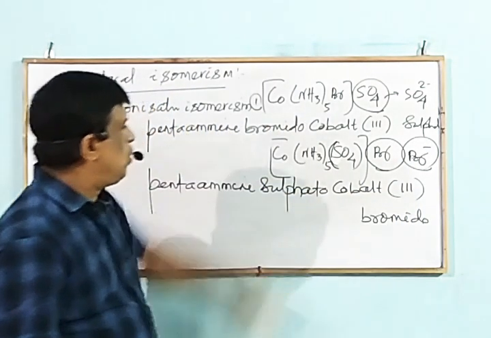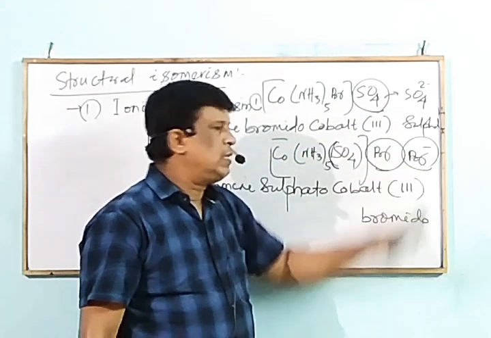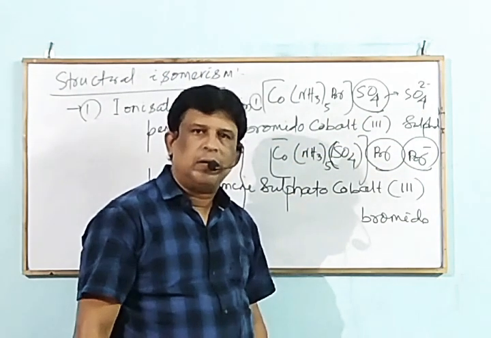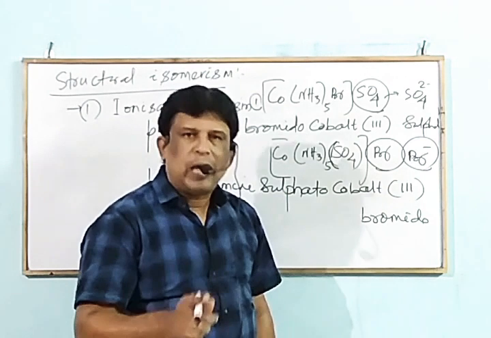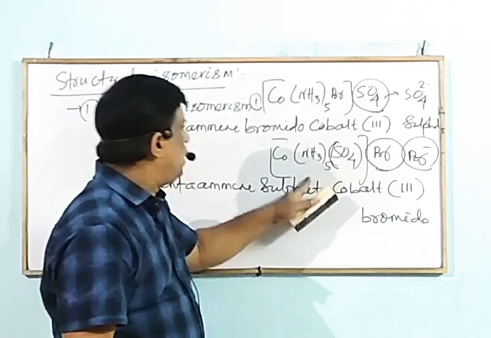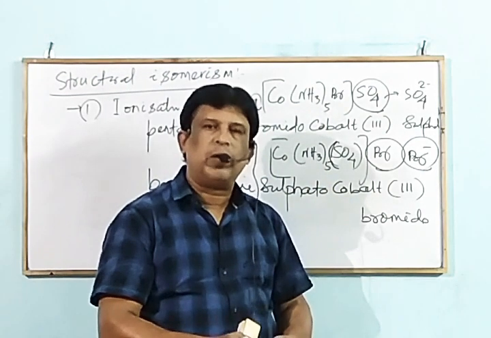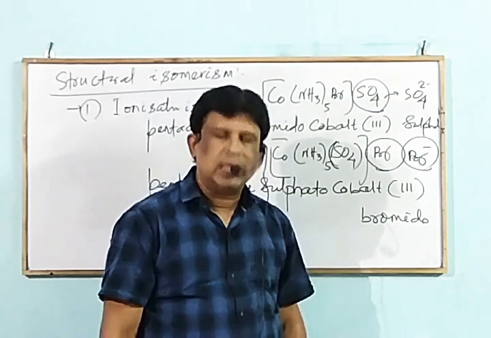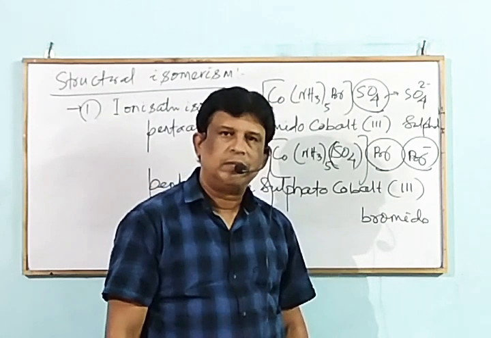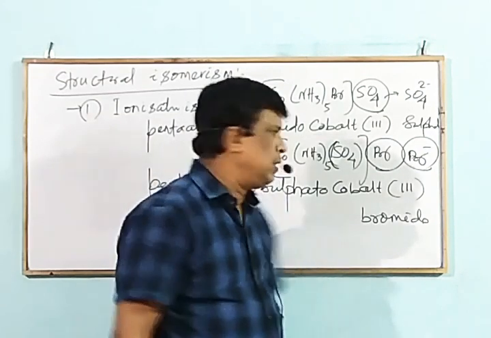Mark that. Same formula, but the first one liberates sulfate ion, while the second one liberates a bromide ion. So on ionization they give different ions in aqueous solution. So this one is known as the ionization isomer of the other, and the phenomenon is known as ionization isomerism. Move to the second one, that is linkage isomerism.